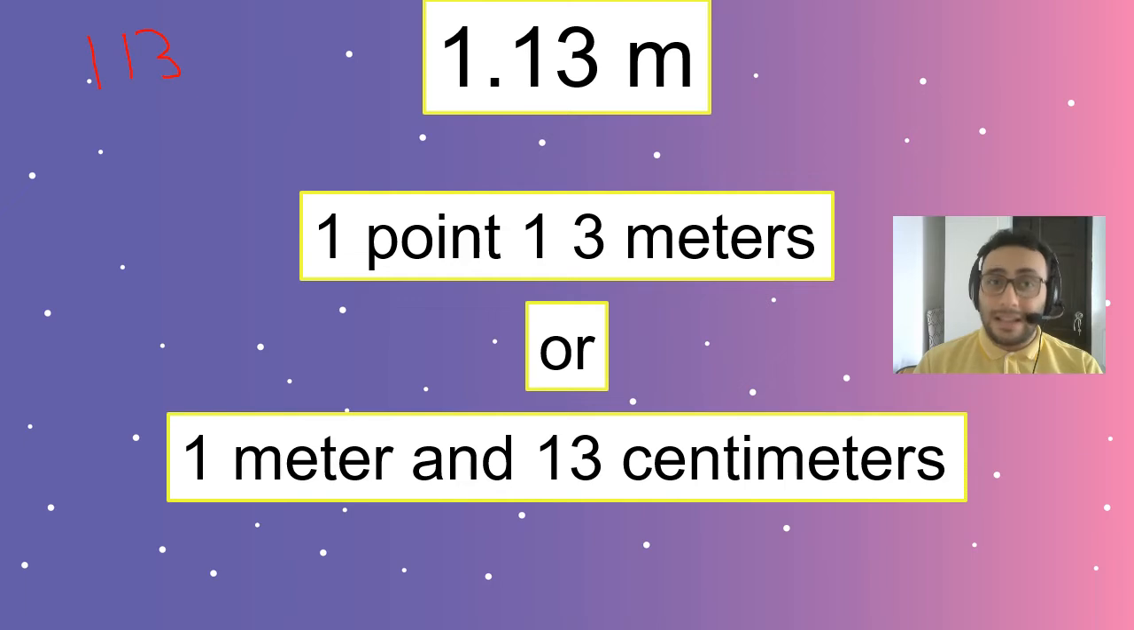113 centimeters, right? You put a dot. This is a dot, right? It's called a point. You put the point after the second digit here, so you put it here and it becomes meters. It's like magic. Now, how do we read this? We can read it like this.